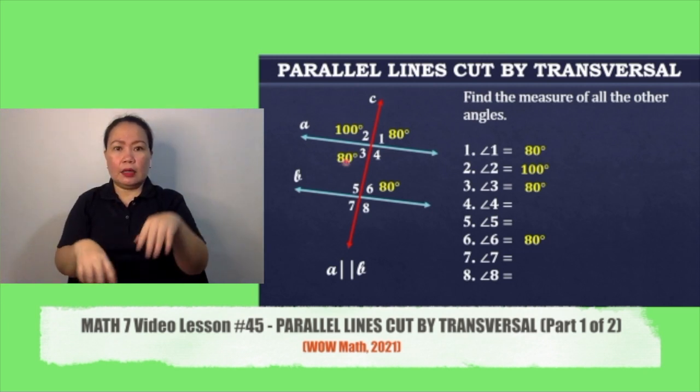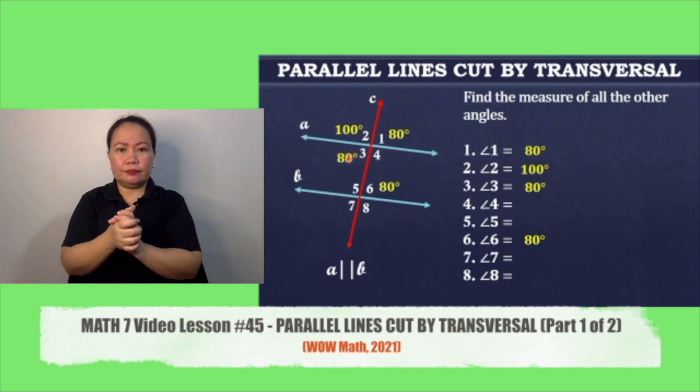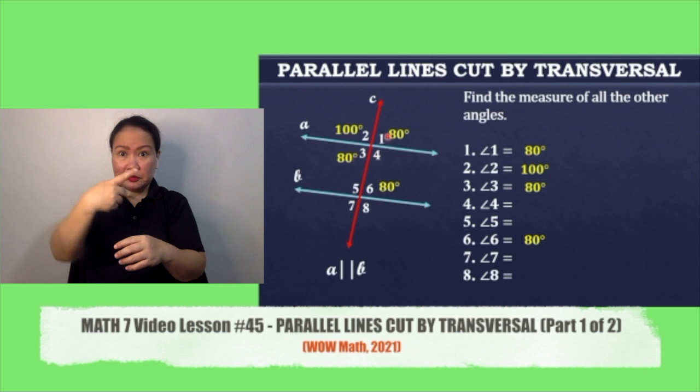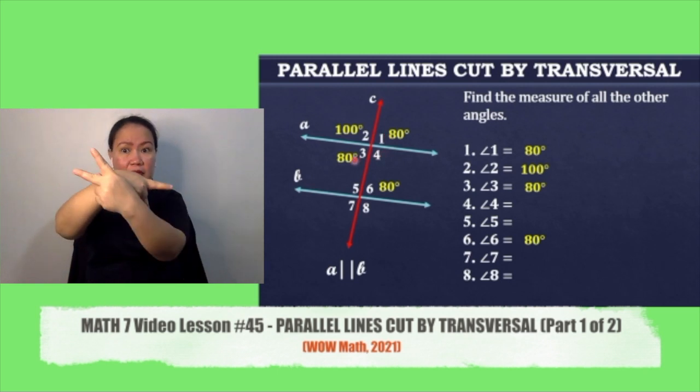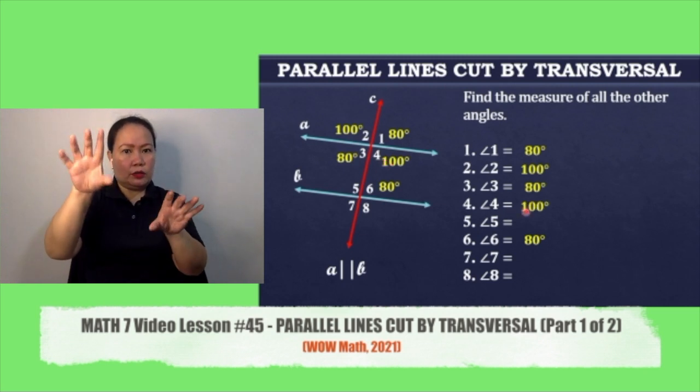Next. How about angle 4? So, ang daming pwede. Ito, linear pair siya dito. So, ibig sabihin supplementary. Ganon din dito. So, therefore, kung 80 ito, para mag 180, ito ay 100. Okay, so therefore, your angle 4 is 100 degrees.